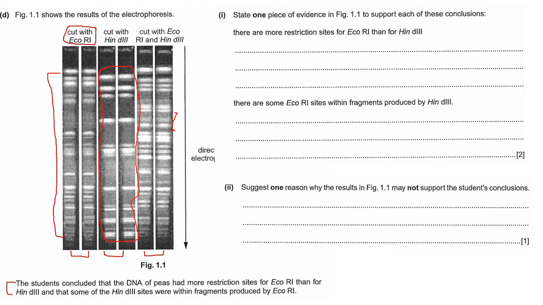And also you can't tell where the extra bands have come from in this case, and you can't assume that they're from EcoRI. So just think about what assumptions can be made, because again the question tells you to suggest. So you can think of the assumptions that you can make when you look at this data as an experimenter. What is it that you would not trust regarding this data that might make your conclusions falter?